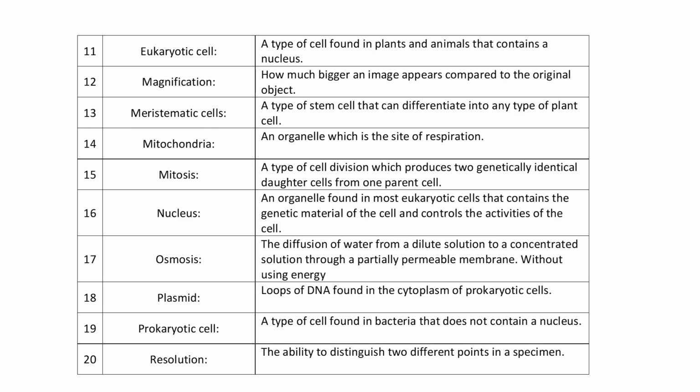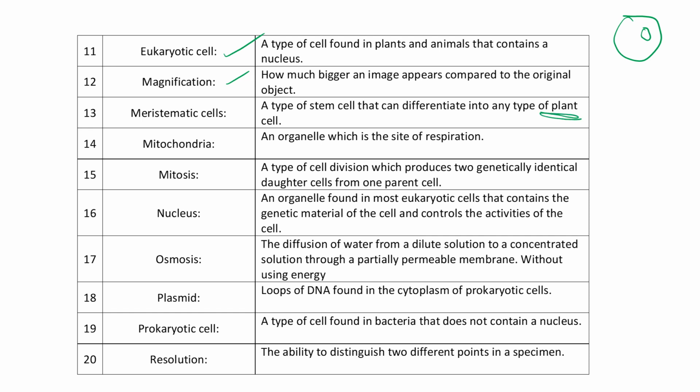A type of cell found in plants and animals that contain a nucleus. So there's your animal cell. It's got a nucleus. That is a eukaryotic cell. How much bigger an image appears compared to the original, right? So if you make it bigger, you're magnifying it. Magnification.